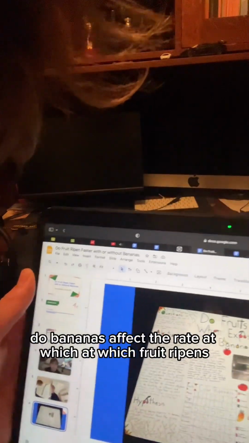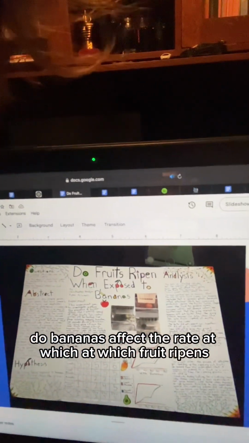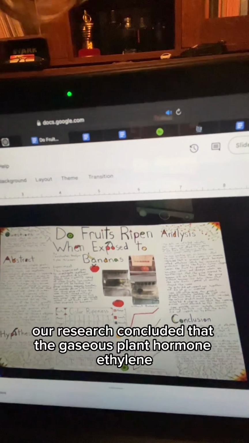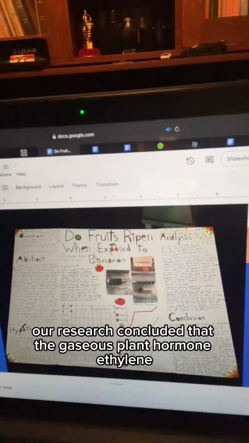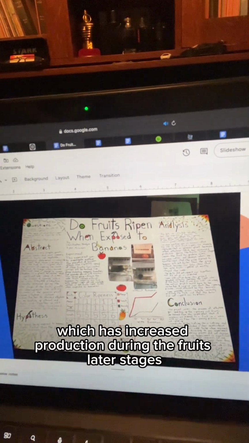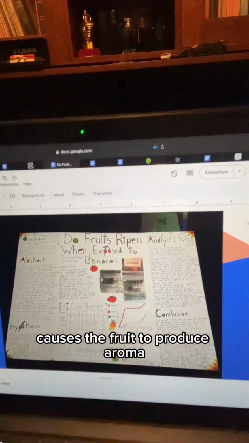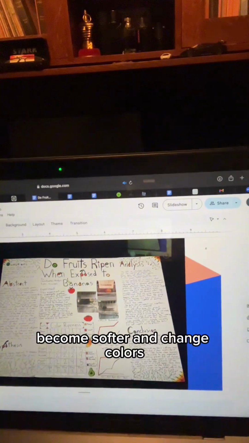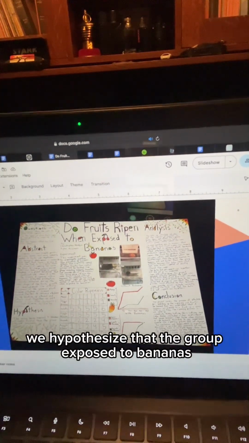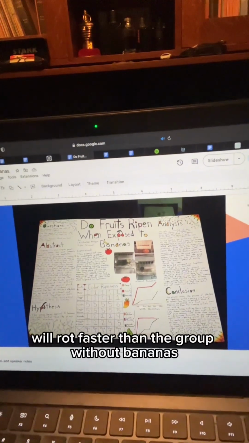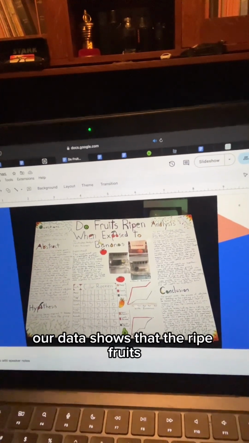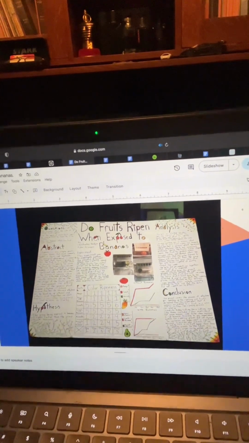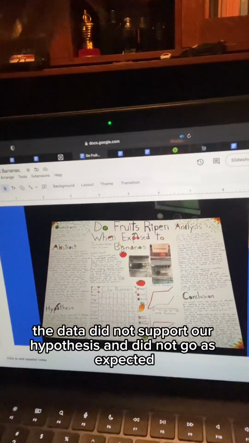One of our questions was, do bananas affect the rate at which fruit ripens? Our research concluded that the gaseous plant hormone ethylene, which has increased production during the fruit's later stages, causes the fruit to produce aroma, become softer, and change colors. We hypothesized that the group exposed to bananas will ripen faster than the group without bananas. Our data shows that the rate at which fruits ripened mostly stayed the same. The data did not support our hypothesis and did not go as expected.